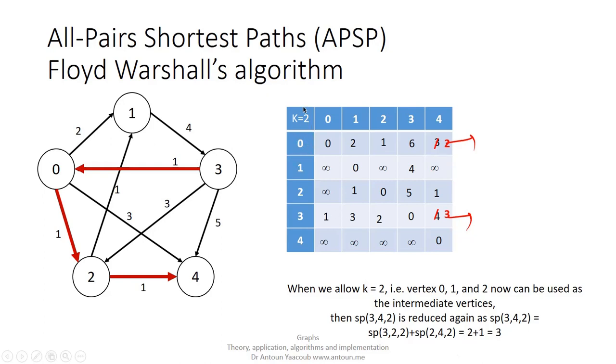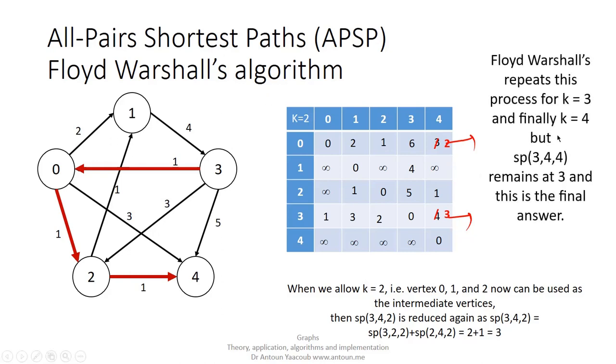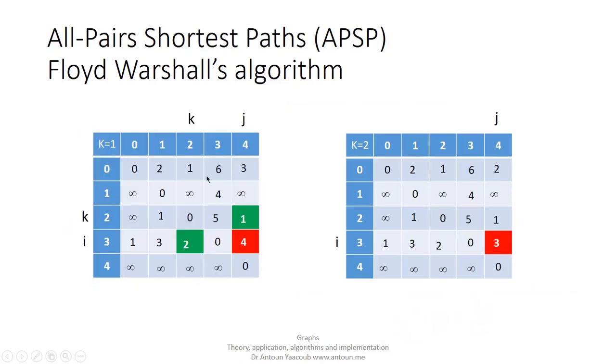So obviously we can add k equal to 3 and k equal to 4 in order to find that. So Floyd Warshall's repeats this process for k equal to 3 and k equal to 4. However, this will remain the same, and this is the final answer. As you can see, i and j are here. However, k will move. This is the outer loop, and it will modify the values accordingly.